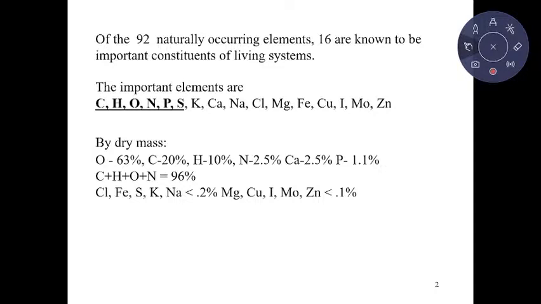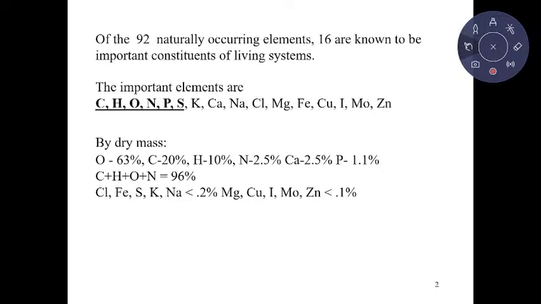What elements are present in dry mass? Oxygen has 63%, carbon has 20%, and hydrogen has 10%. Nitrogen has 2.5%, and calcium has 2.5%. Phosphorus 1.1%. These percentages you just have to know, which is high and which is low. Combining carbon, hydrogen, oxygen, and nitrogen, we have 96%. Those are the major elements.